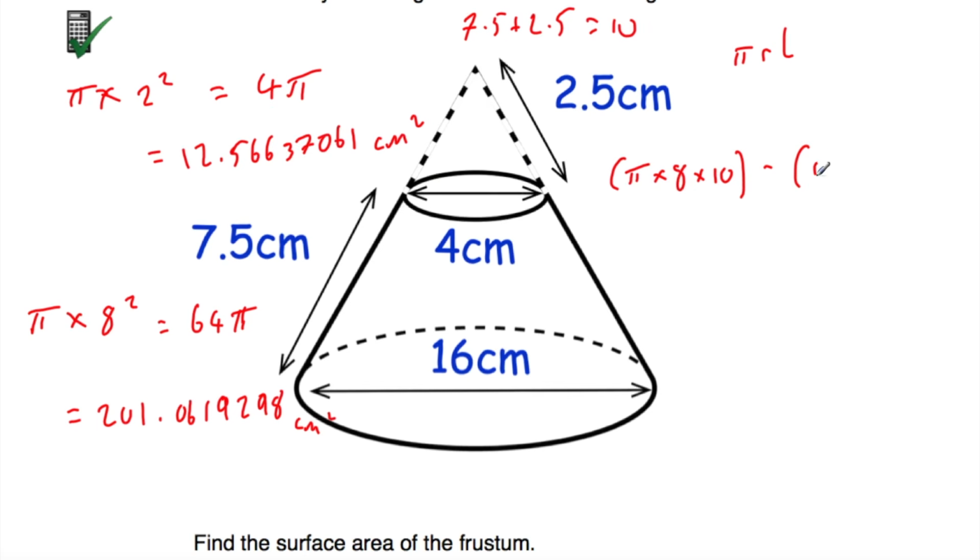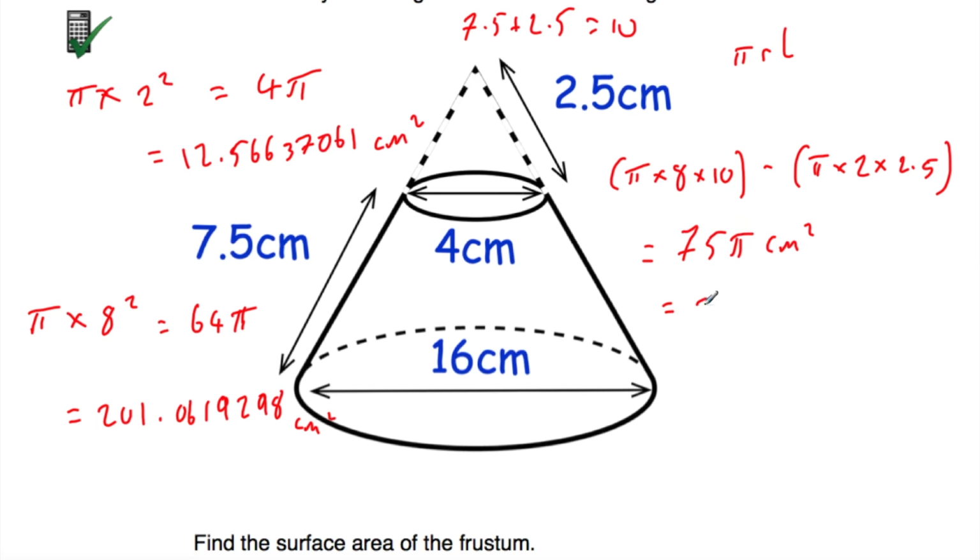So we're going to do pi times the radius of its base, which is 2, times its slant height, which is 2.5. And when we work that out, we'll get 5 pi. And we'll do 80 pi, take away 5 pi, and that's equal to 75 pi. Or you can use your calculator and do pi times 8 times 10, subtract pi times 2 times 2.5, and that's equal to 75 pi centimeters squared.